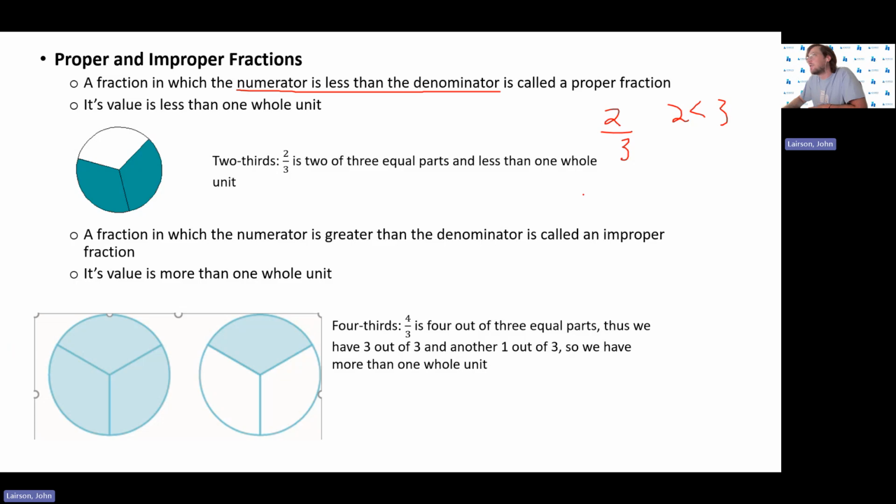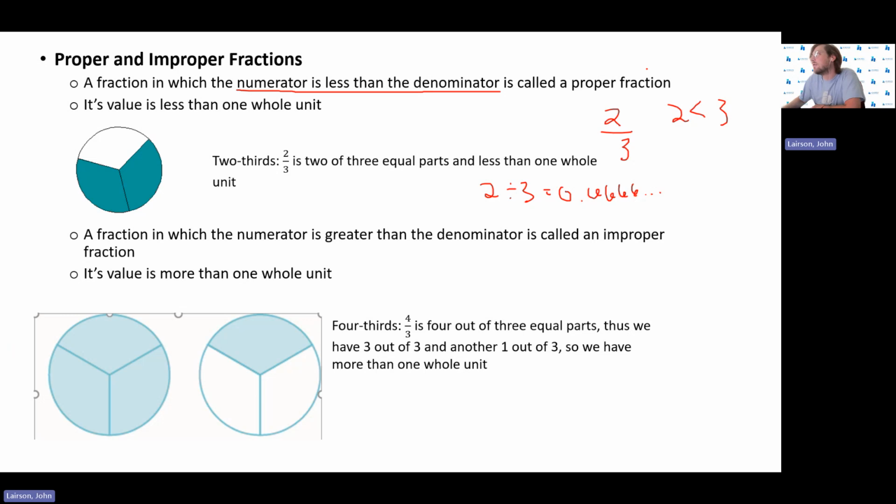With proper fractions, this is always going to be less than 1. If I remember, 2 over 3 is just 2 divided by 3. I just plug that in my calculator, I get 0.6, a bunch of sixes here, and so on. So we have 0 point something. We are less than 1. So proper fractions are always less than 1.